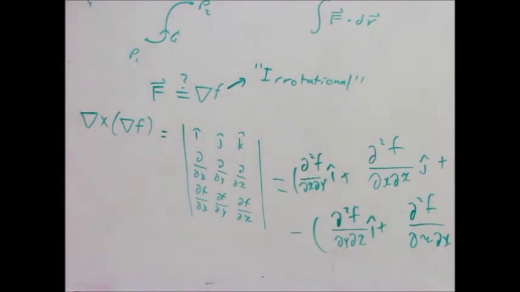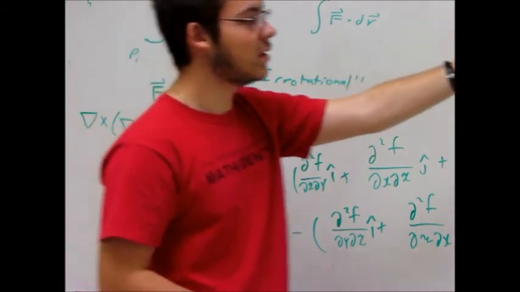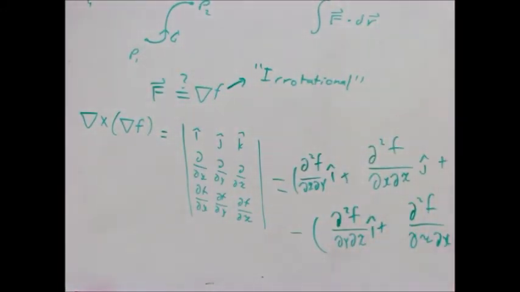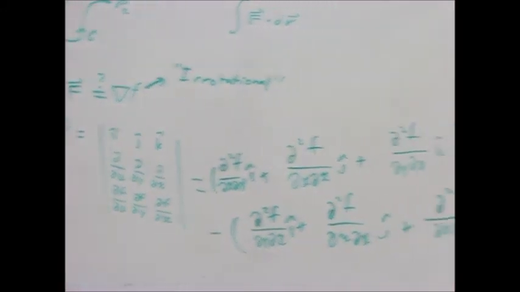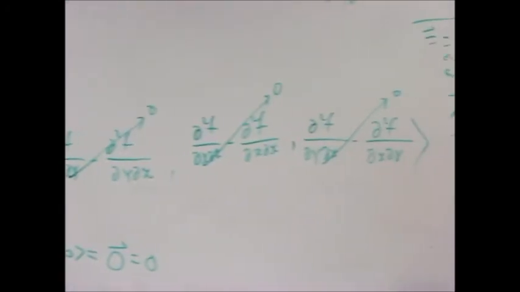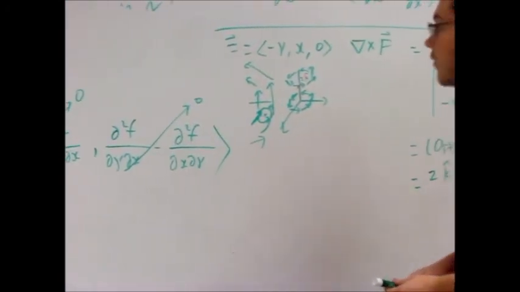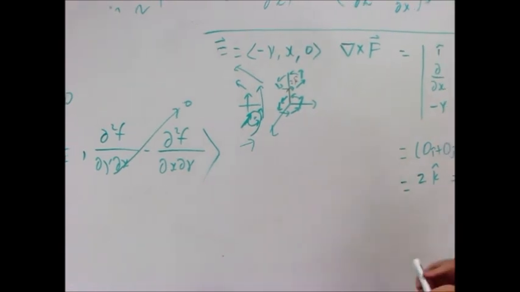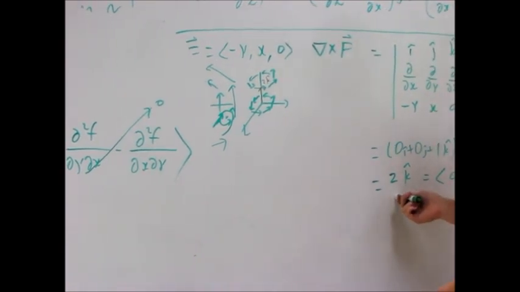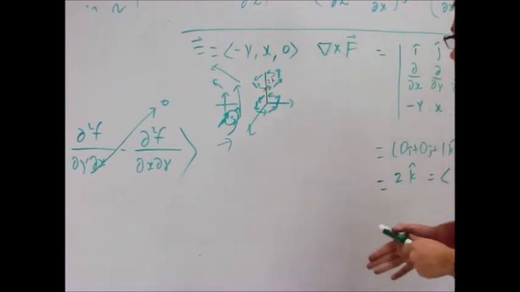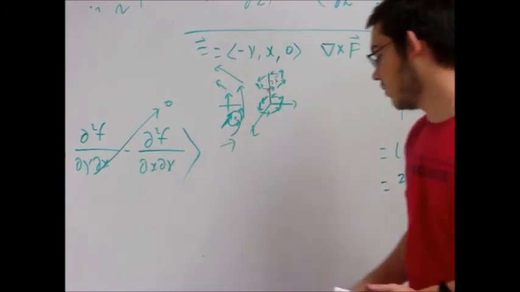So it's not irrotational. Just like this one over here that we looked at earlier, kind of erased it. The negative y comma x, we already showed that it was not conservative. It was not a gradient field. And of course we now know that because it does not have 0 curl. It has 2k as the curl.